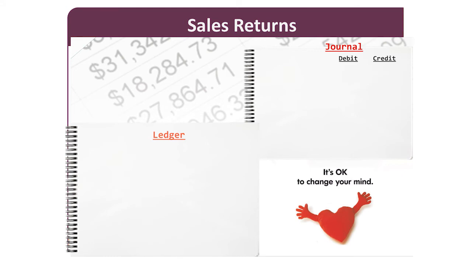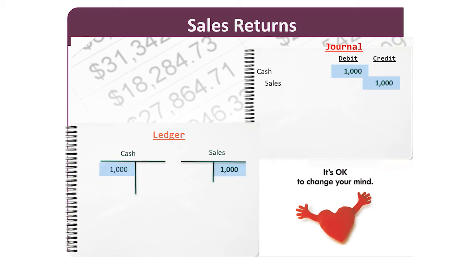In this example, we show the accounting for a sales return. Assume a cash sale of 10 items for $100 each is made. The accounting entry to record the sale would be a debit to cash and a credit to sales for $1,000. Amounts are posted to the ledger.